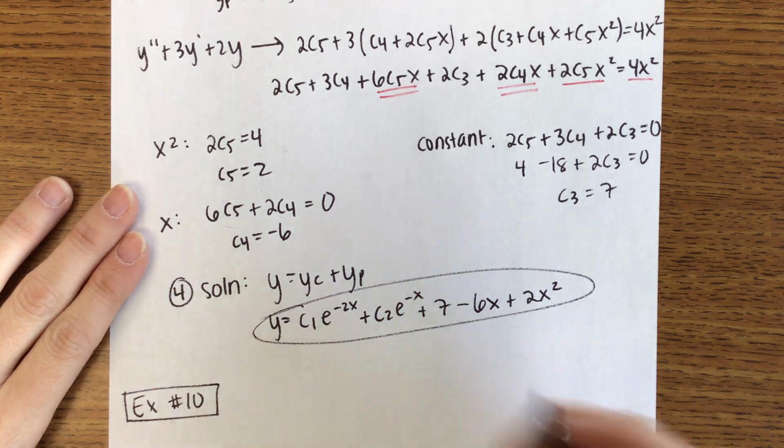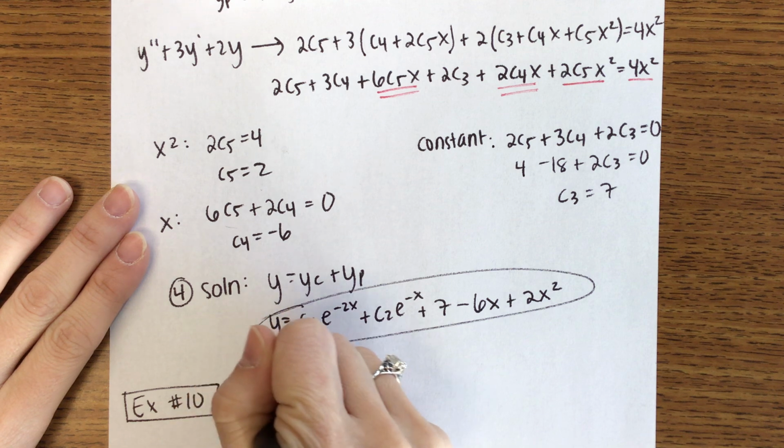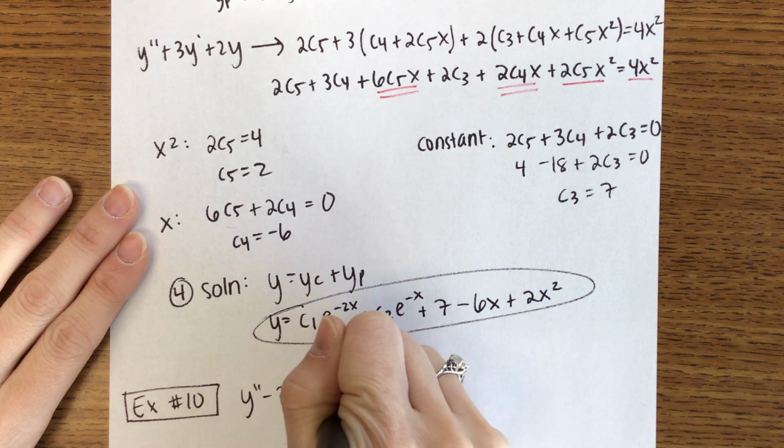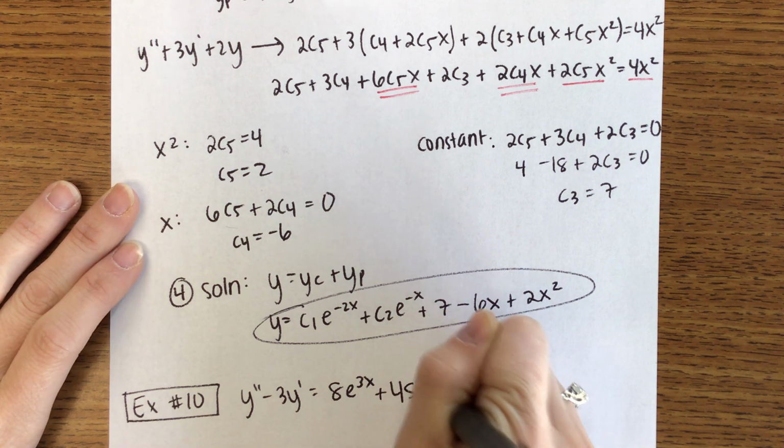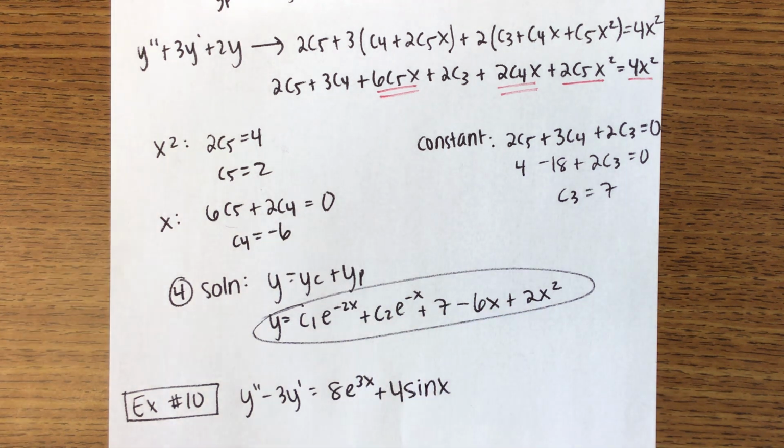Okay, the one that you are doing is y double prime minus 3y prime is equal to 8e to the 3x plus 4 sine of x. Okay, this is a long problem. I definitely want you to do this with the person next to you. So, turn, say hi. If you want to move your desk, it wouldn't be like a horrible idea. You got 5 minutes. Let's see how we do in 5 minutes.